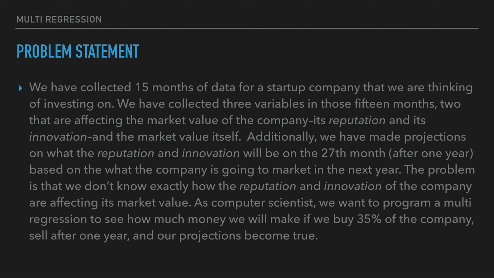So the problem is that we don't know exactly how the reputation and innovation of the company are affecting its market value. Our goal here as computer scientists is to program a multi-regression to see how much money we will make if we buy 35% of the company, sell after 1 year, and obviously that's also considering that our projections become true. Great, so our job as computer scientists is to find a model of a multi-regression that can fit this reputation and innovation levels and produce a market price or a market value for the company. So let's move on.